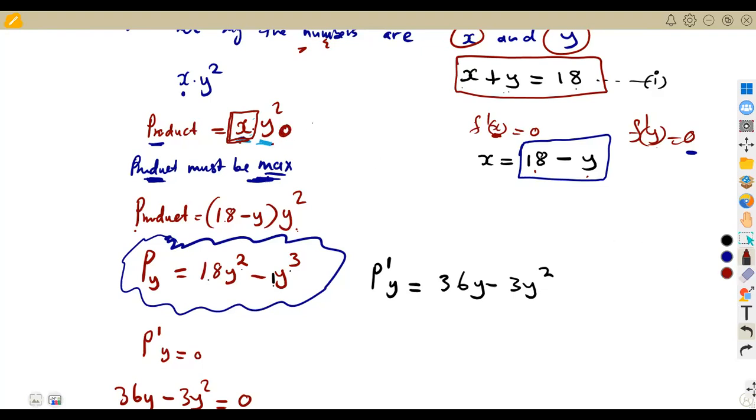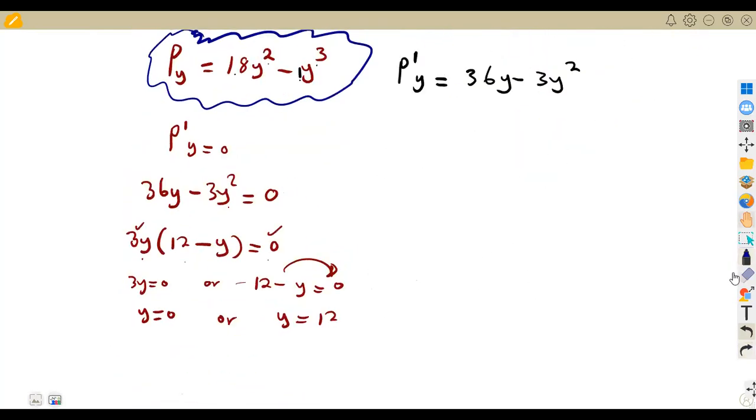So meaning to say our y cannot be equal to 0, because if y is 0 here, whatever you're going to multiply at the end is going to give us a 0. So that means we can't let y be equal to 0 in this case. So y cannot be equal to 0. We are going to take our y being 12. This is a value that can give us a maximum value. So you compare when you are given two possible values like this.